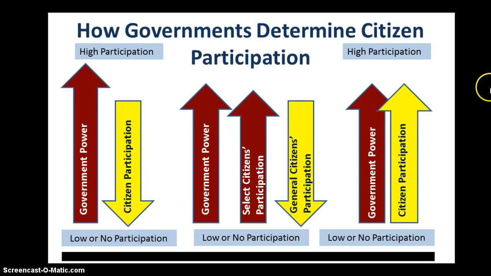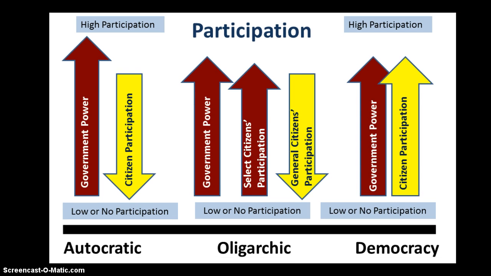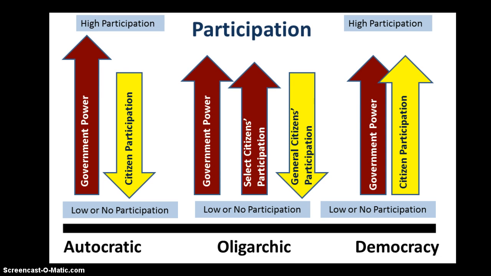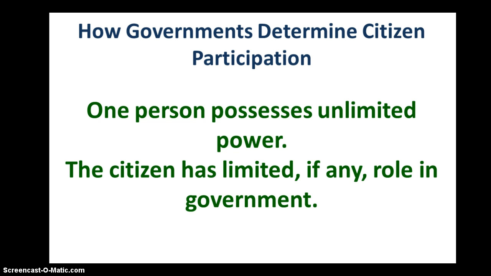Here is a good graphic organizer to explain how governments determine citizen participation, and you can see government power is high, citizen participation is low or none in an autocratic government. In an oligarchic government, government power is high, select citizen participation is high, general citizen participation is low or none. And in a democracy such as the United States, as we have discussed, government power is high, citizen participation is high. We'll come back to that.